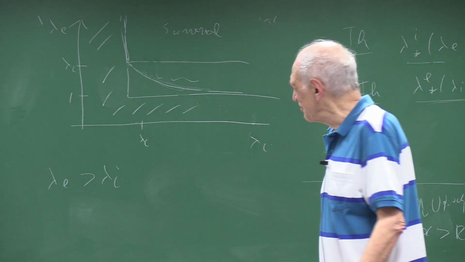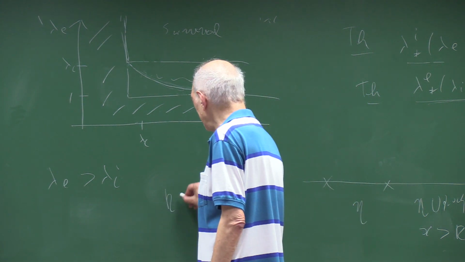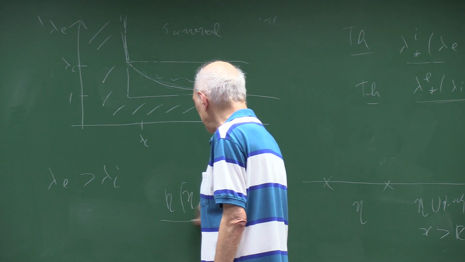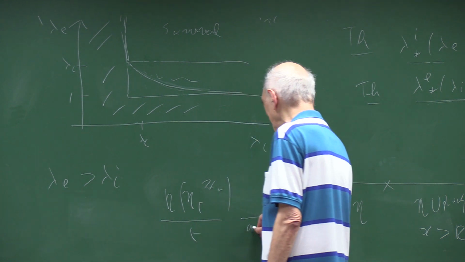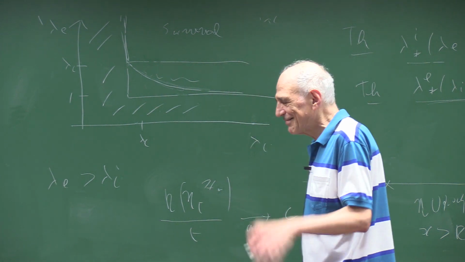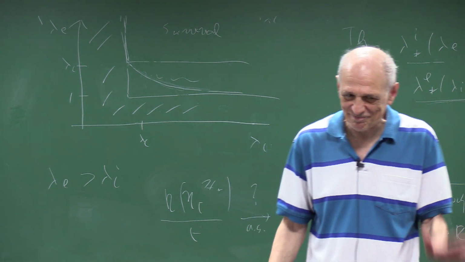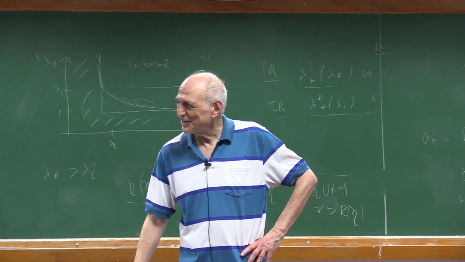Can you prove, nevertheless, that R of eta t z minus something, over t, converges almost surely to some constant? I presume this is right, and this shouldn't be so difficult, but I don't have a proof. Okay, thanks.